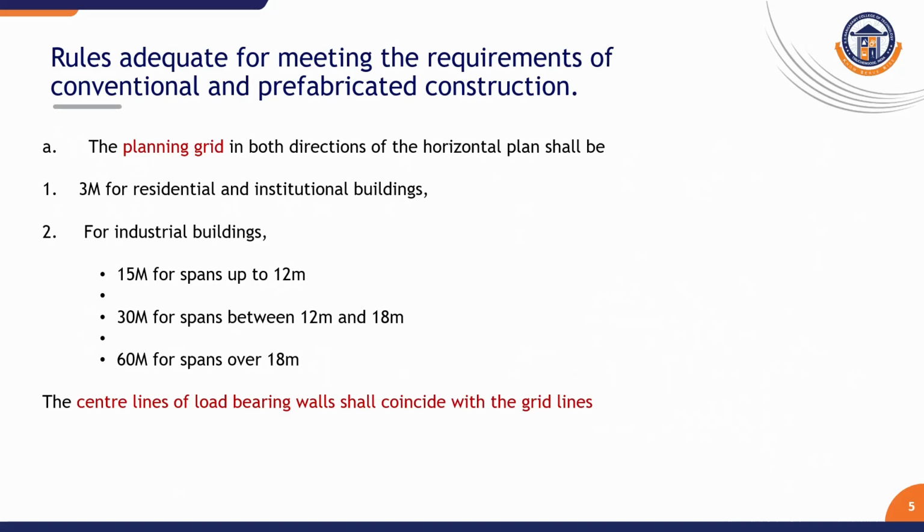Next, we will look into the rules adequate for meeting the requirements of conventional as well as prefabricated constructions. In terms of planning grid systems, for residential and institutional buildings, we use a 3M grid in both the horizontal directions. And for industrial buildings, based upon the span, the grid size will vary. That is 15M grid for the span up to 12 meters, 30M grid for the span between 12 to 18 meters, and 60M grid for the span over 18 meters.